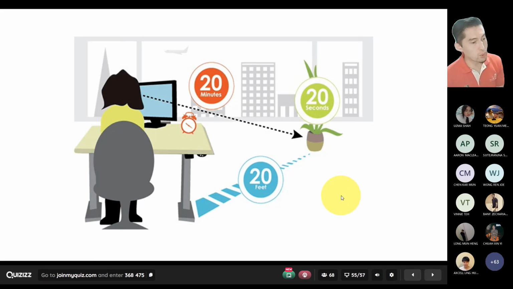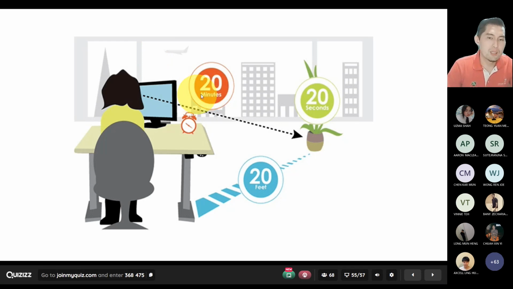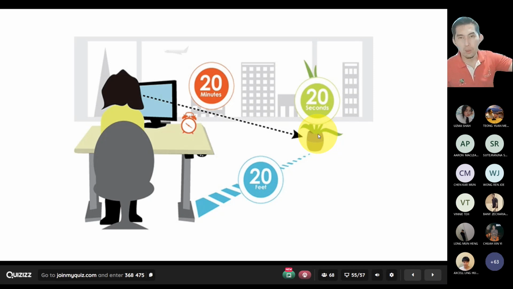Okay, all right. So I'm not sure how many of you have done this before, or know about the 20-20-20 rule. You are supposed to do this if possible every 20 minutes. So what it means is that every 20 minutes you take a break for 20 seconds. It's only 20 seconds, as simple as that. And you look at something which is about 20 feet away from you. It can be anything. I know it shows here a potted plant in an office, for example, but you can look at anything as long as it is about 20 feet away from you.